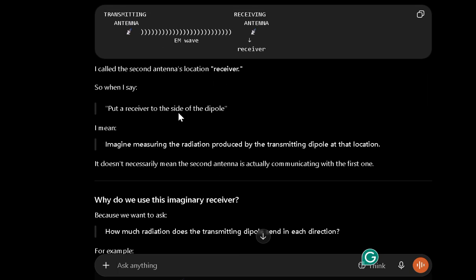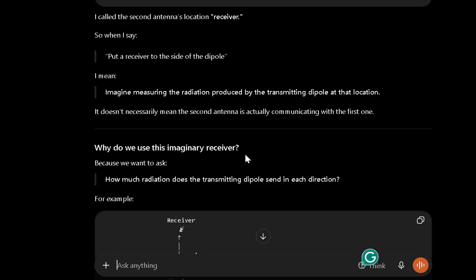So when I say put the receiver to the side of the dipole, I mean imagine measuring the radiation produced by the transmitting dipole at that location. It doesn't necessarily mean the second antenna is actually communicating with the first one.